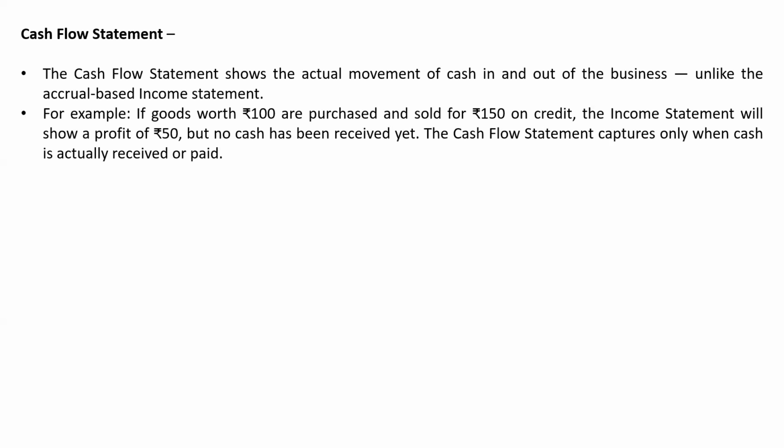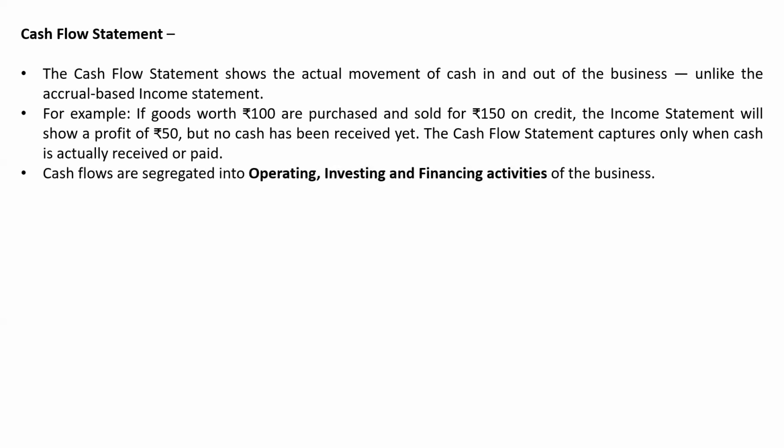For example, if we sell goods worth 100 on credit for 150, the income statement will show a profit of 50. But cash is not yet received and this profit is theoretical. The cash flow statement will record the transaction only when the cash is received from the customer. Thus, we are able to evaluate whether the profit is actually realized or is merely anticipated.